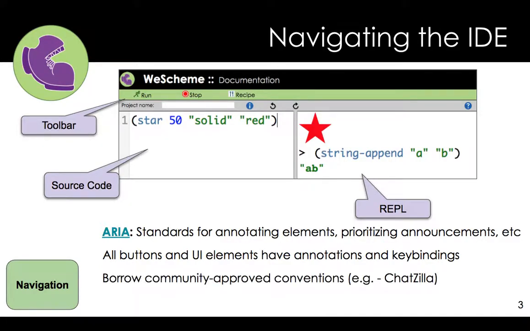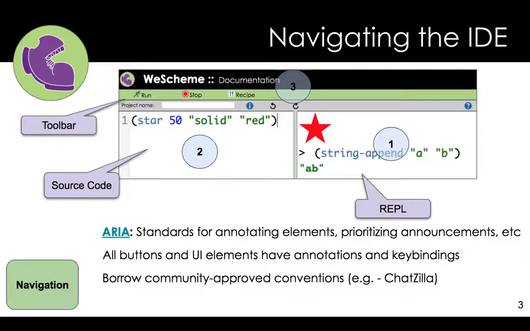Now, there are some user interface conventions that aren't specified by ARIA, and in this situation, we borrow community-approved conventions. The Chatzilla chat client has established a number of these. It has excellent accessibility support. One example of these is the focus carousel. Pressing F6 repeatedly in Chatzilla shifts focus to the major regions of the app, and we've implemented this in our IDE as well. A student who presses F6 repeatedly in our IDE will find the focus rotating between the REPL, the source code, the toolbar, and back.